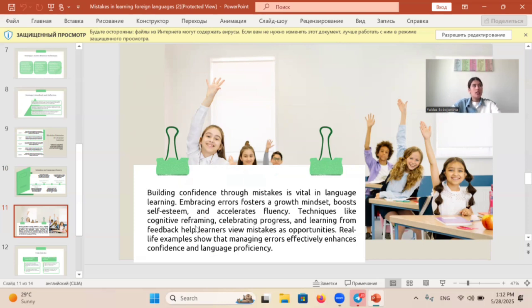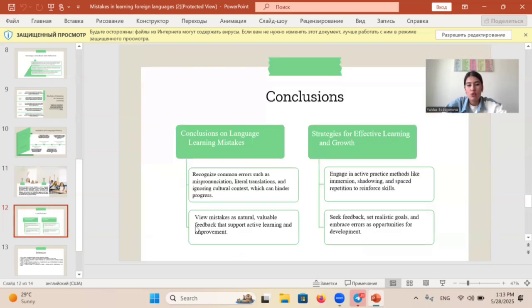Building confidence. So, mistakes are vital in language learning. Embracing errors fosters a growth mindset, boosts self esteem, and accelerates fluency. Techniques like cognitive reframing, celebrating progress, and learning from feedback help learners view mistakes as opportunities. Real life examples show that managing errors effectively enhances confidence and language proficiency.